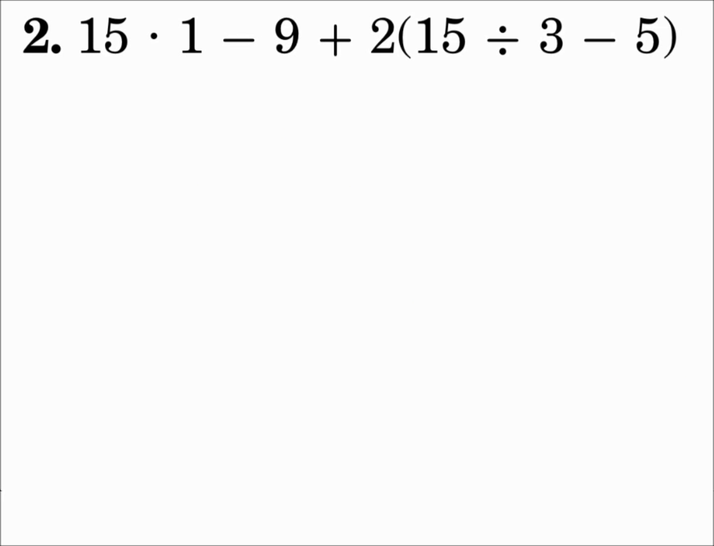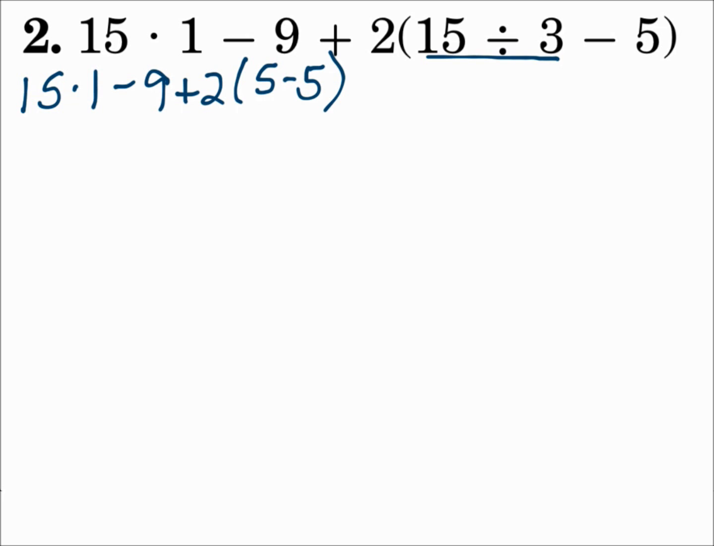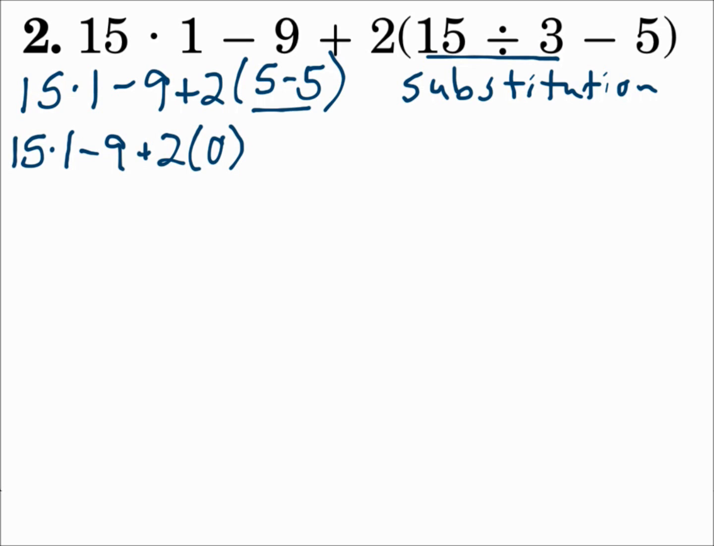For number 2, do parentheses first. Within the parentheses, do the division first. 15 divided by 3 is 5. And that's substitution. Still within the parentheses, 5 minus 5 is 0. And that's going to be the additive inverse. Whenever you add the opposite of a number and you get 0, that's the additive inverse.